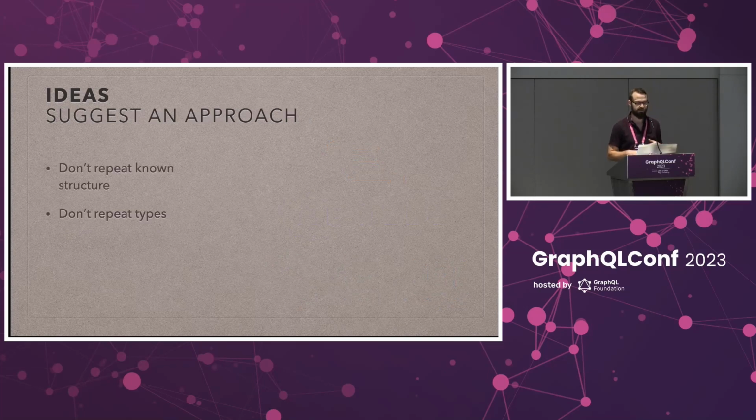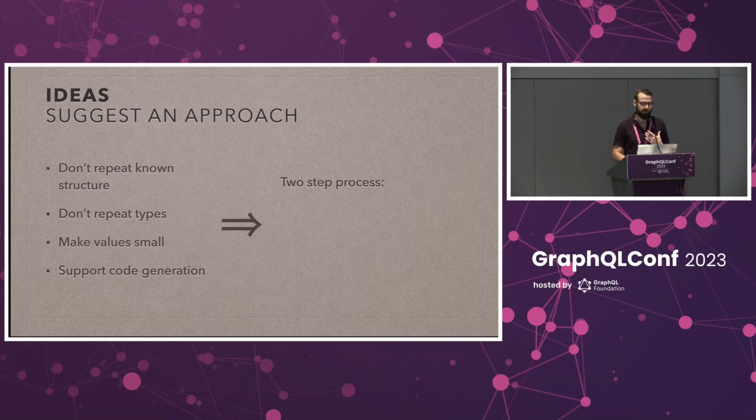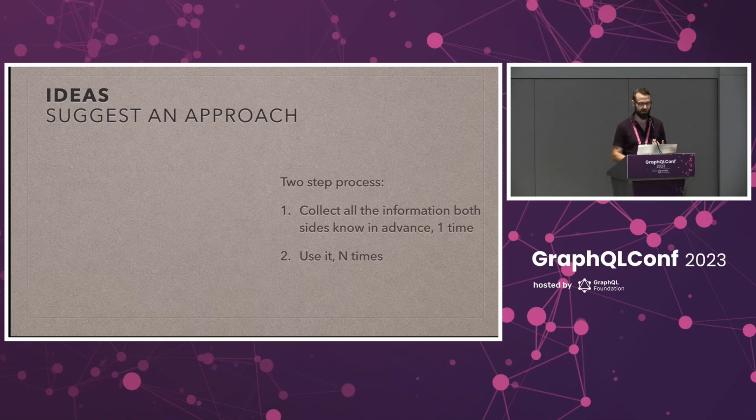So let's take a look at some of the ideas we've collected. And if we look at these all together, to me, they suggest kind of a two-step process. The first step is to collect all the information that both sides know in advance one time. And then second, we'll use that information n times anytime we're fulfilling a request. And that'll help us avoid sending unnecessary information. So let's make this a little bit more concrete.